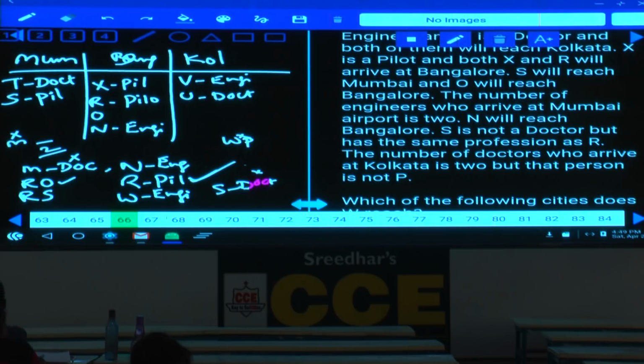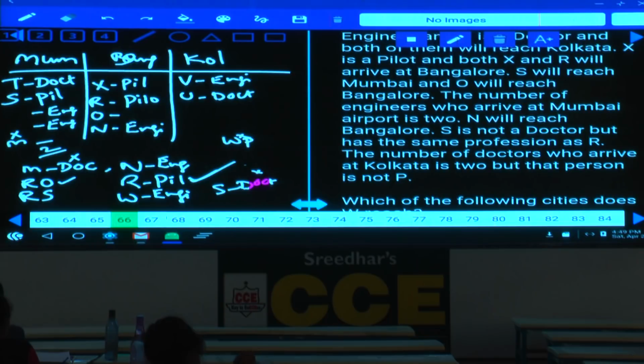Now in Mumbai, how many engineers should we have? There are 2 engineers reaching Mumbai, out of which there is 1 doctor and 1 pilot, and the remaining 2 persons must be engineers. Engineer and again an engineer. Then, N is an engineer. O, what is the profession of this O? Now O can be either pilot or any one of these, isn't it? Out of which, 4 engineers were already completed. Now we are left with O being the doctor or a pilot.